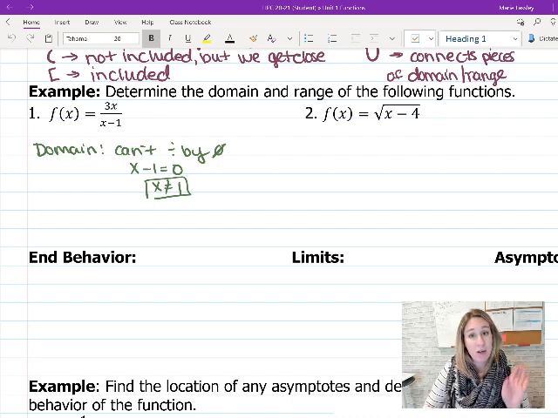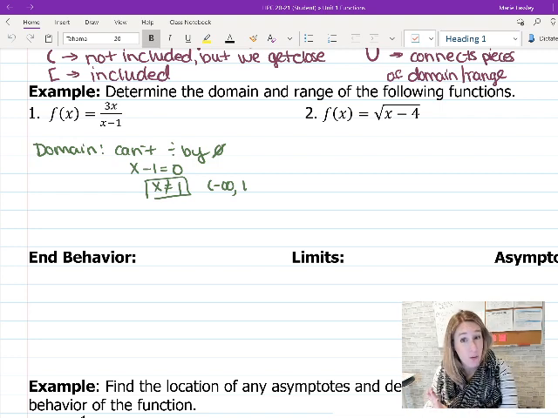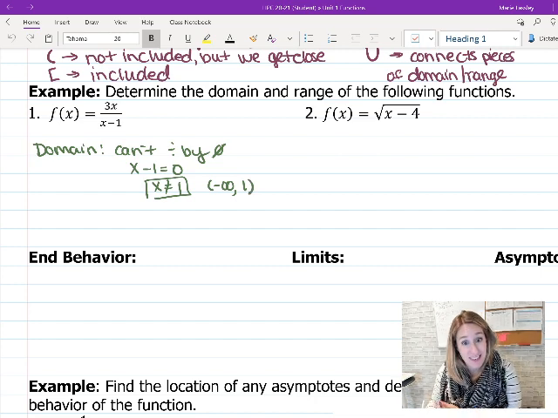All right, so remember, it's always smallest to largest. So the smallest number is always negative infinity, in parentheses, because we don't include negative infinity. All right, and then we go all the way to 1. But we can't include 1. We don't touch 1. So parentheses, because we cannot touch that 1.